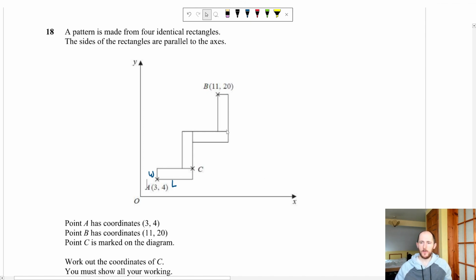So how do we do that? Well, we use the only other piece of information, which is this other coordinate here. Now, X and Y we can treat completely independently of each other, which is really handy. So if I look at the X coordinates for a second, it goes from 3 to 11, right? So 11 minus 3 is 8. And it does that in how many jumps? Well, it jumps 1 length to the right, 1 length, and then it jumps another length minus a width, because it's minusing this width here.